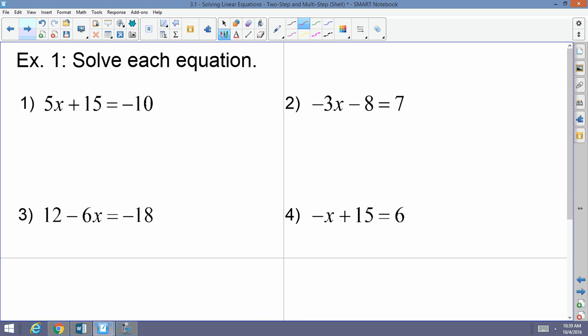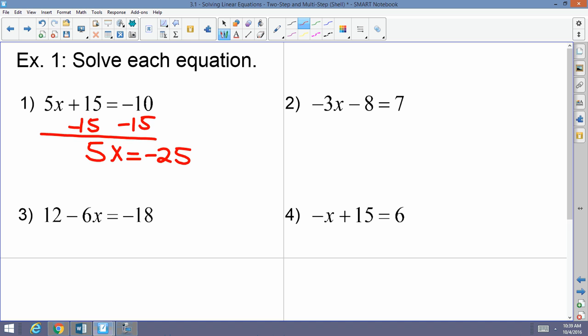Now let's get to some examples. We've got 5x plus 15 equals negative 10. Well, this is very simple. I'm going to follow my procedures. What is the first procedure that we have here? Yes, sir. Very good. We're going to cancel out addition with subtraction. Good job for all of you. And we're going to get rid of a positive 15 by subtracting 15 to both sides. Absolutely. And now, my brothers, we're just left with a one-step equation.